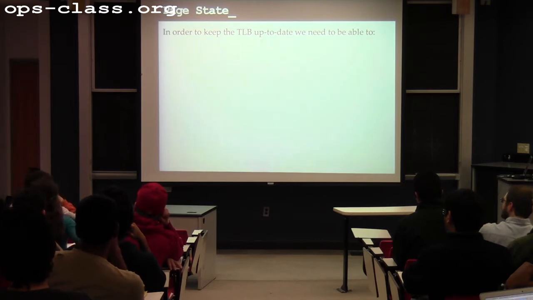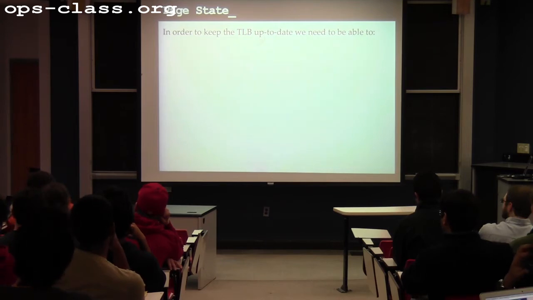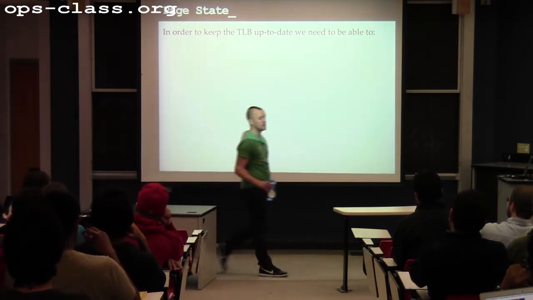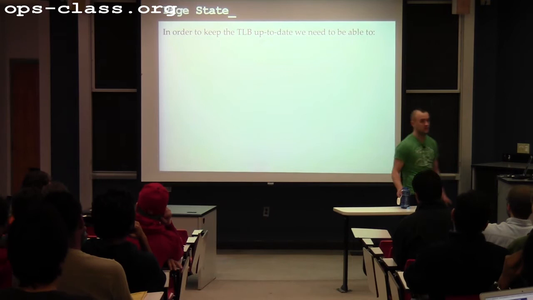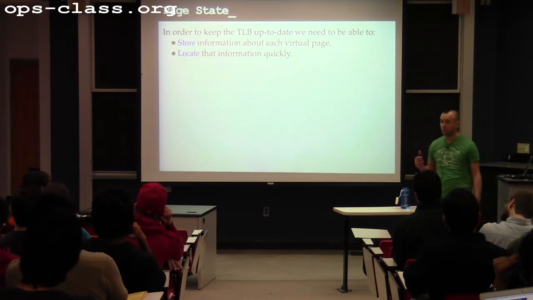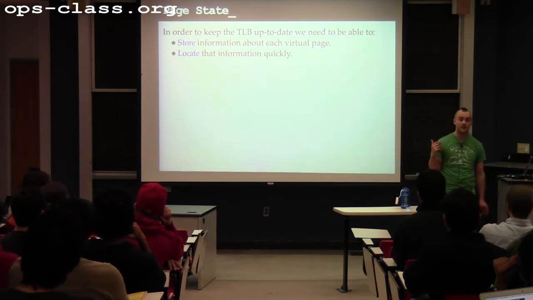It knows the process it's running, right? It's scheduled that process. It better know which process is running on the CPU. What else does it know? Yeah, the TLB is going to tell me, hey, this is the virtual address that caused a problem. Please help me figure out how to translate this address or decide what to do. So we need to be able to store information about every virtual page, and we also need to be able to locate that information quickly.